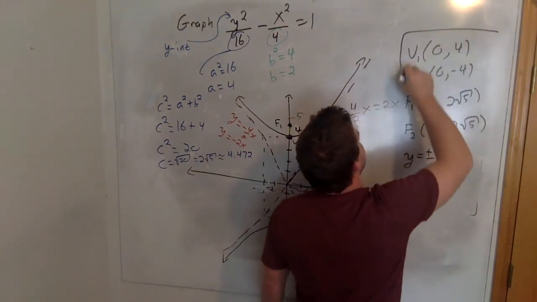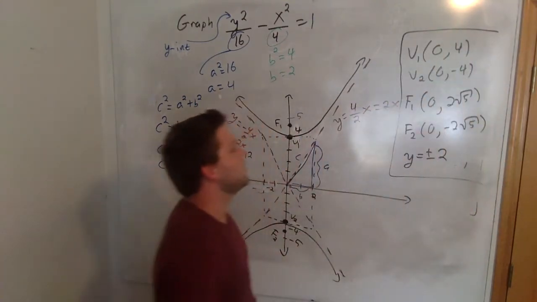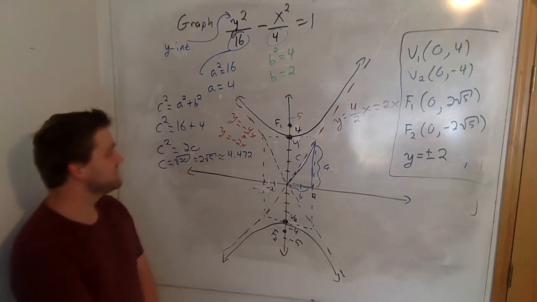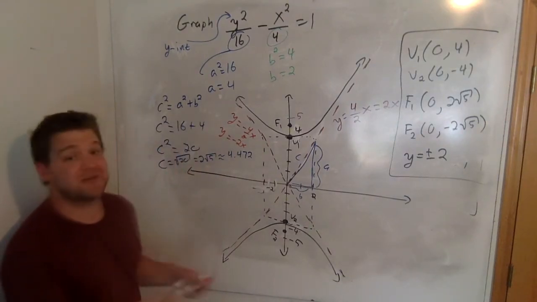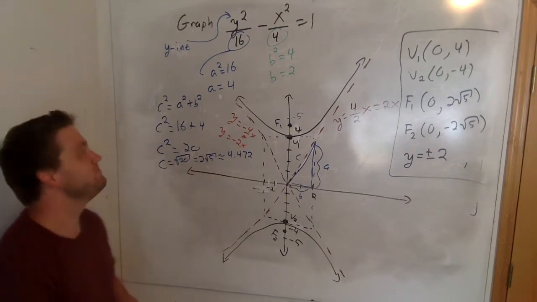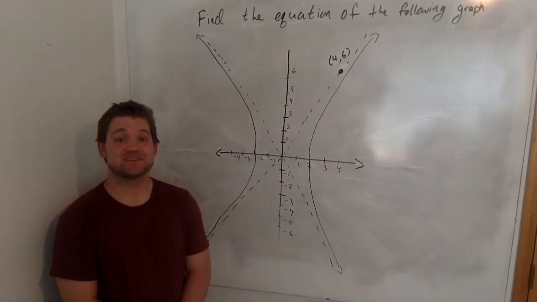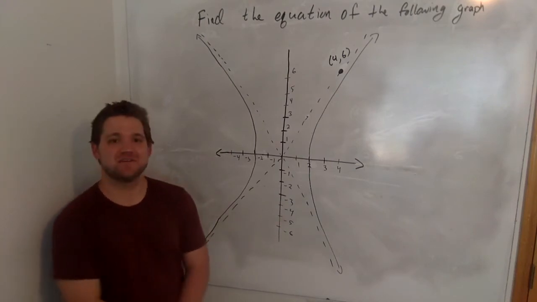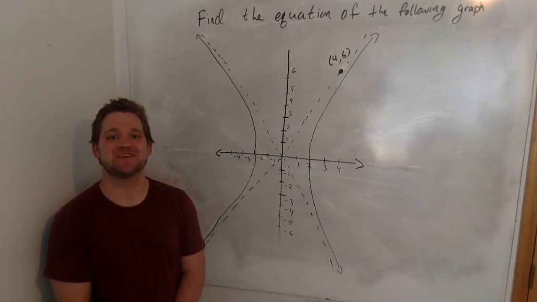Here's the graph, and here's all the other information we should know about the hyperbola. So the key thing is really once we have that central box, the central box really guides the entire rest of the problem. Let's go ahead and try this next problem. Given the graph of this hyperbola, I want you to try to find its equation. Go ahead and pause the video and give it a shot.